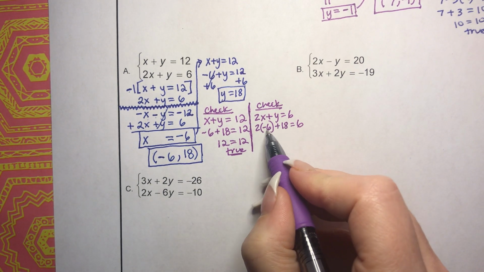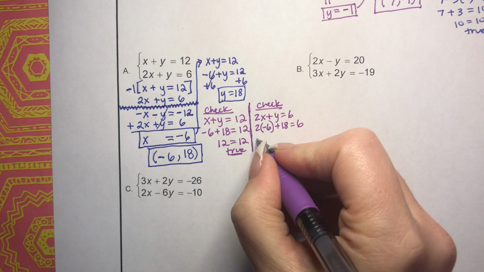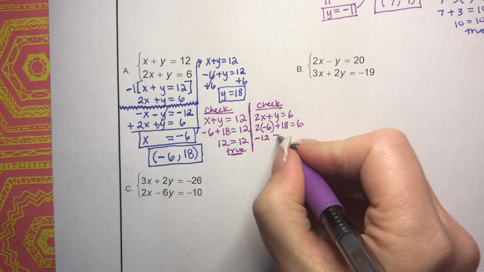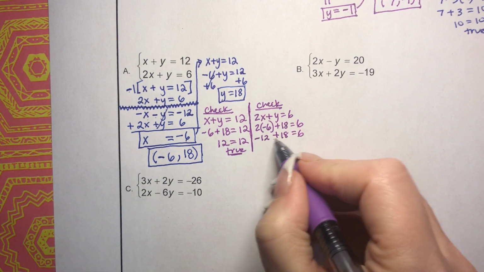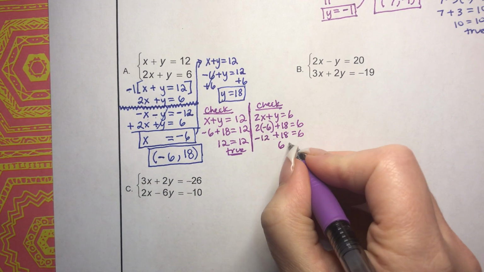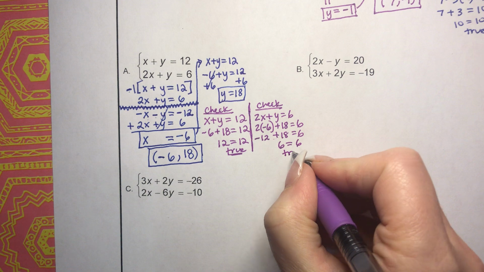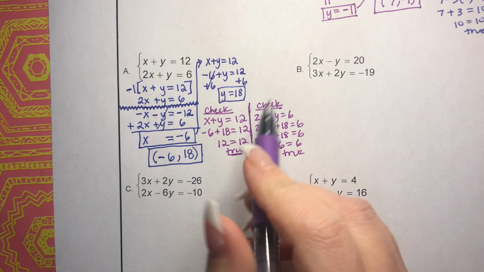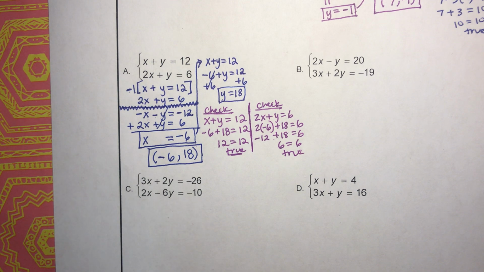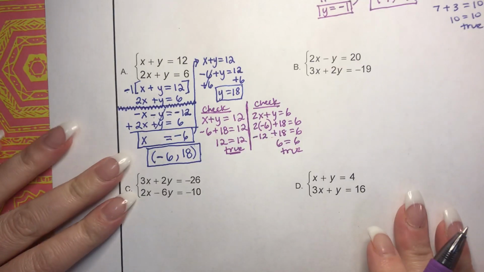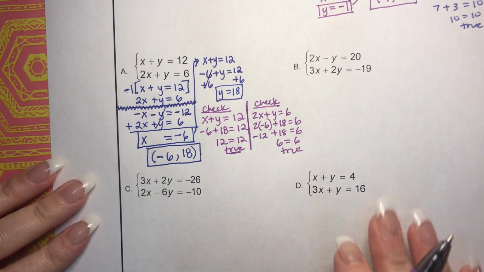Order of operations, so I'm going to do this multiplication. 2 times -6 is -12, plus 18 equals 6. It equals 6. True. So since this is a solution of both of the equations, we know it's the solution to the system of equations. Awesome. All right, on to B.